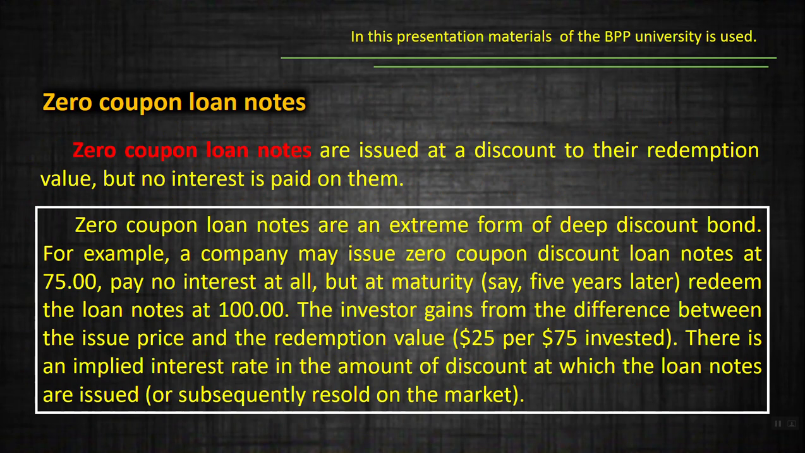Zero coupon loan notes are issued at a discount to their redemption value, but no interest is paid on them. They are an extreme form of deep discount bond. For example, a company may issue zero coupon loan notes at 75, pay no interest at all, but at maturity, say 5 years later, redeem the loan notes at 100. The investor gains from the difference between the issue price and the redemption value, $25 per $75 invested. There is an implied interest rate in the amount of discount at which the loan notes are issued, or subsequently resold on the market.